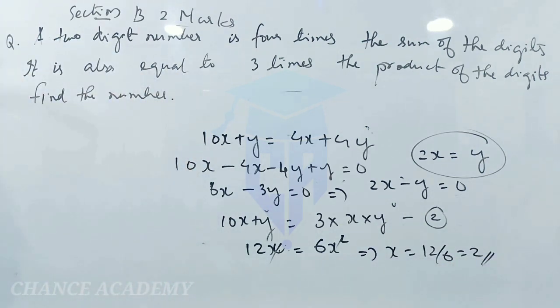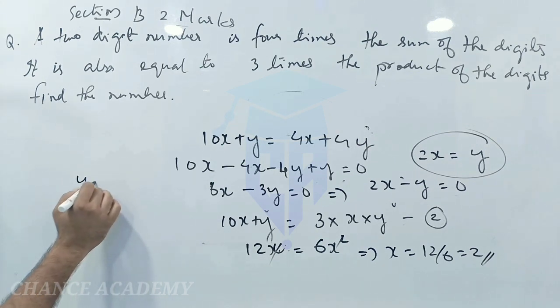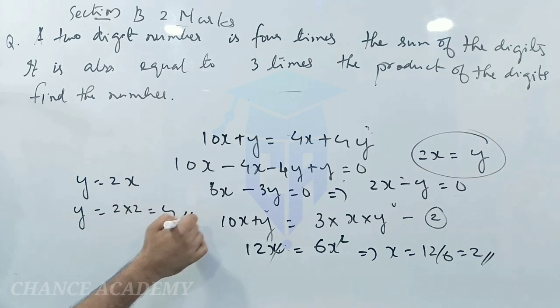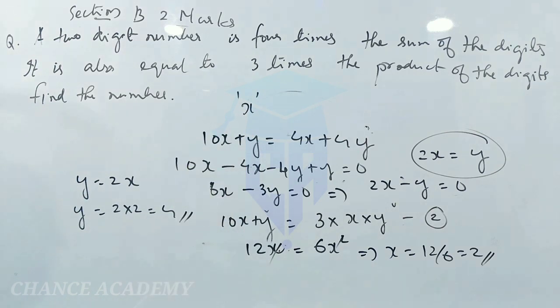On getting x as 2, you will get y. Since y is equal to 2x, y will be 2 into 2, that is 4. So now you have y and x, but we assumed x as the tens place digit and y as the ones place digit.